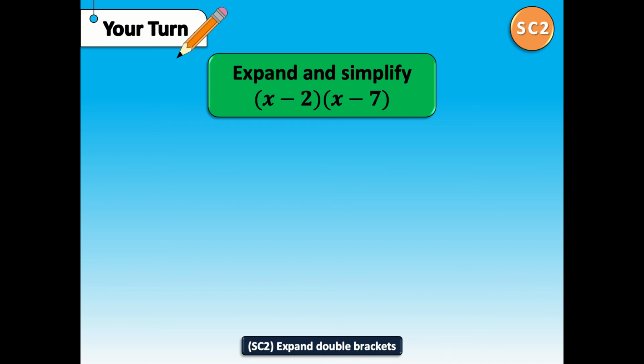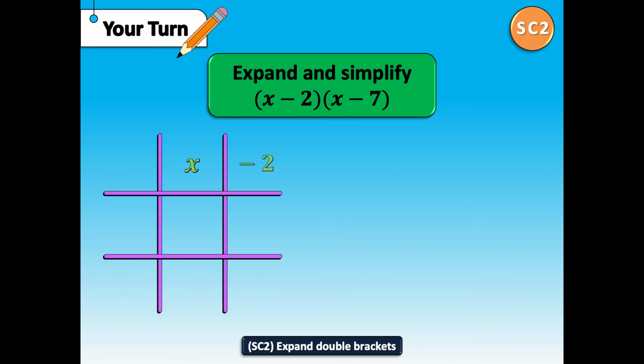So for this question, we want to do x minus 2 times x minus 7. So we set up a grid method. X times x is x squared. X times minus 2 is minus 2x. Minus 7 times x is minus 7x. And minus 2 times minus 7 is positive 14.